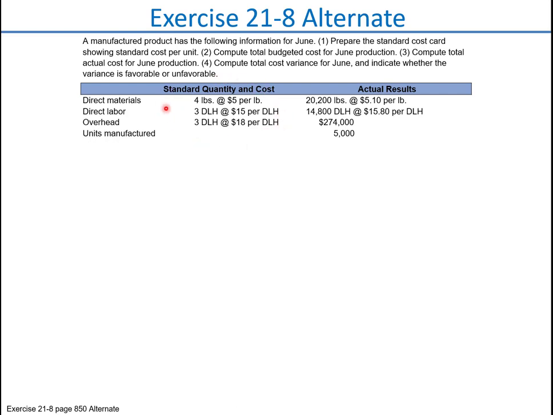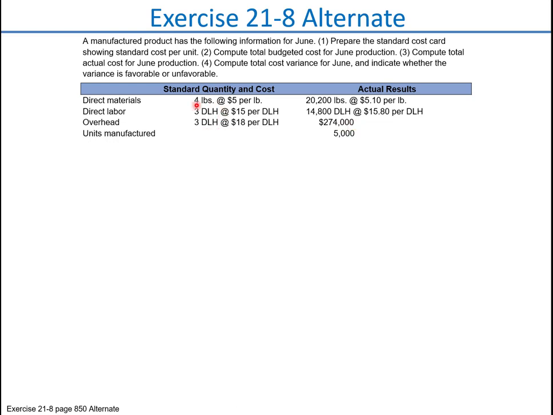These are the standard costs. So for each unit, it should take 4 pounds of material at $5. The actual results are that they paid $510. So we know we're going to have an unfavorable price variance here. For labor, it should take 3 direct labor hours at $15. Well, they paid $15.08. So that also means the price for labor will have an unfavorable variance.